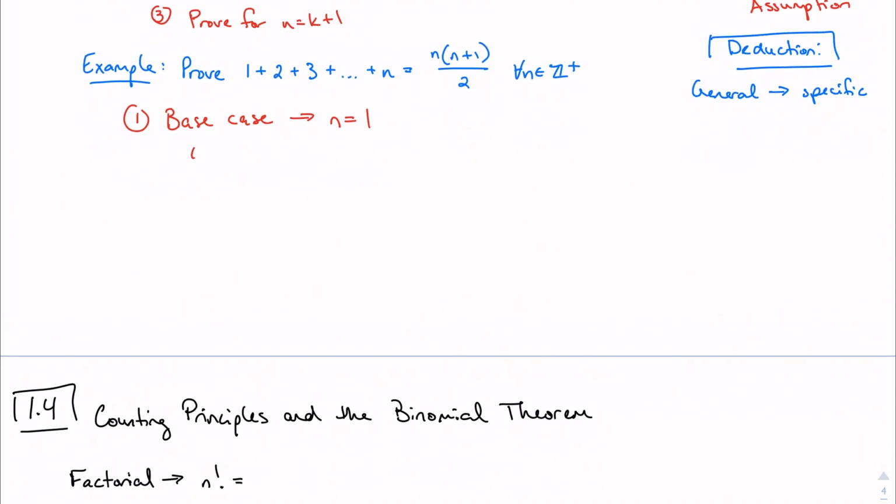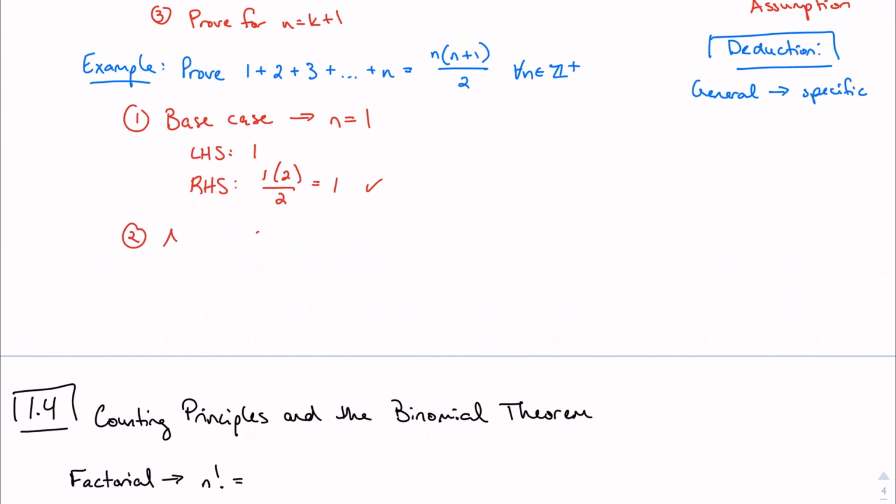So on the left-hand side, this is just the sum of n positive integers, consecutive integers. So on the left-hand side, the sum of one consecutive integer starting at 1 would just be 1. On the right-hand side, I'd have 1 times 2 divided by 2, which of course is also 1. So my base case works out. Specific case is good. We need to make an assumption along the way, and that's what we're going to do right here.